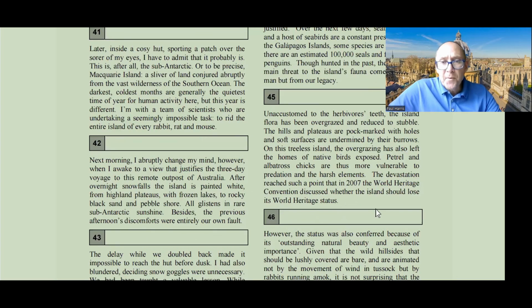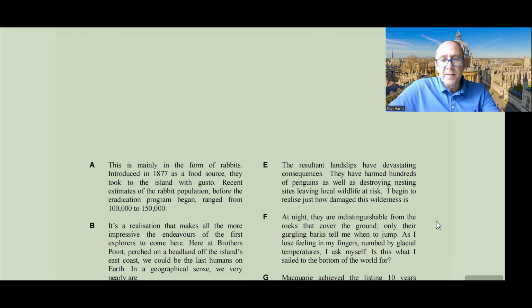Okay, so let's just go back and look a little bit more. So petrels and albatross are seabirds. Okay, it fits with what it says here, native birds. Okay, and that these birds are vulnerable to predation and the harsh elements. Okay, the devastation reached such a point that this particular convention discussed whether the island should lose its status. Okay, so status is mentioned here before and after. Okay, so let's look at our possibilities.